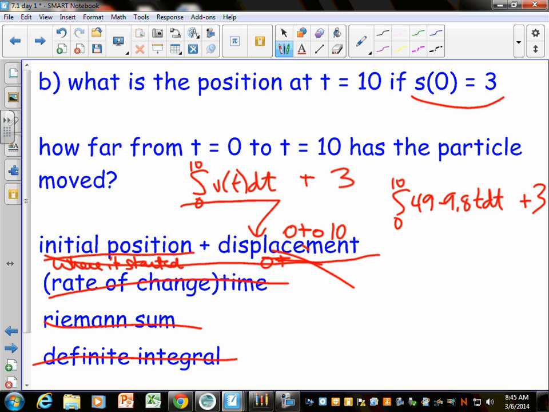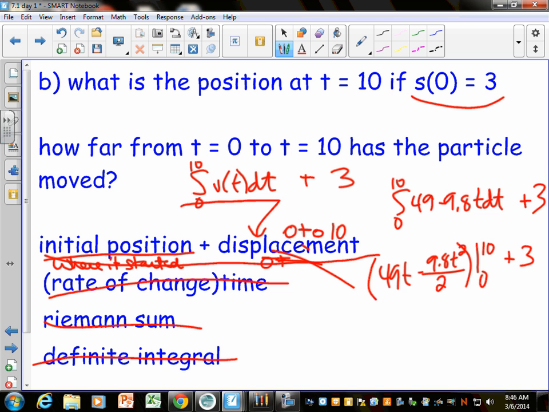I feel like if this was on an AP test, it would be a calculator problem, which means you wouldn't have to integrate by hand. But right now I want you integrating by hand, though you obviously use your calculator for the arithmetic. Don't just type this into your calculator right now. So this would be 49t minus 9.8t squared all over 2, from 0 to 10. And then add 3 to that.